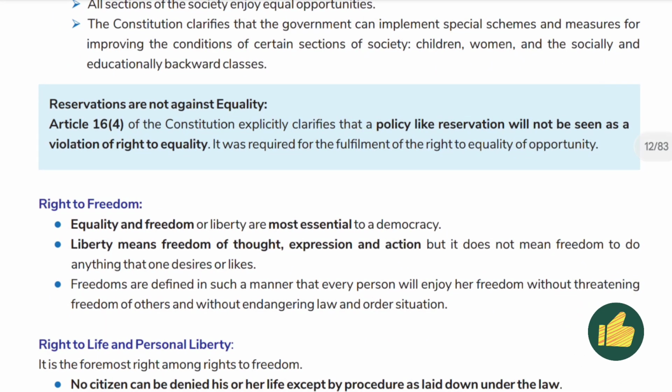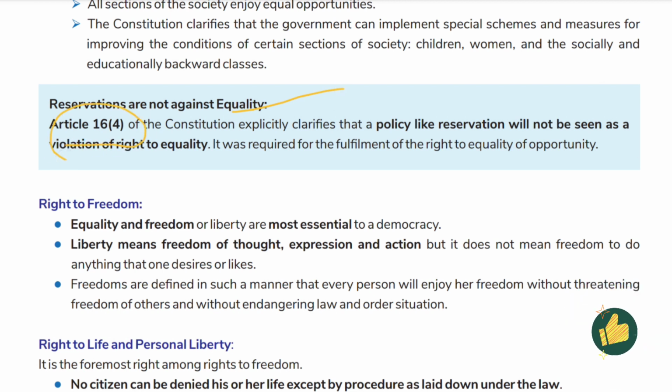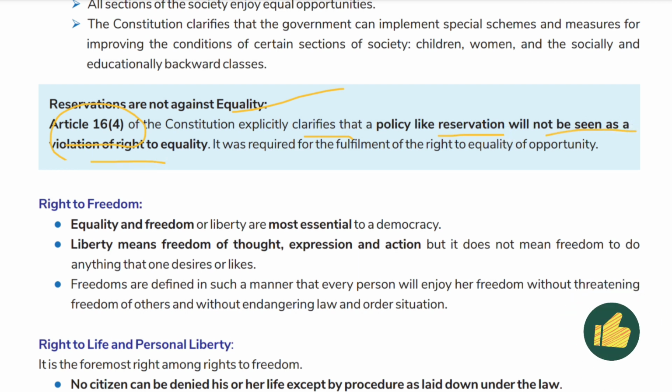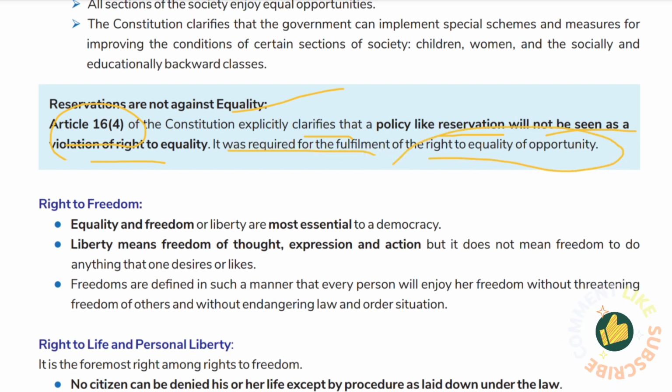So, reservations are not against equality. Article 16, Para 4 of the Constitution explicitly clarifies that a policy like reservation will not be seen as a violation of the right to equality. It was required for the fulfillment of the right to equality of opportunity.